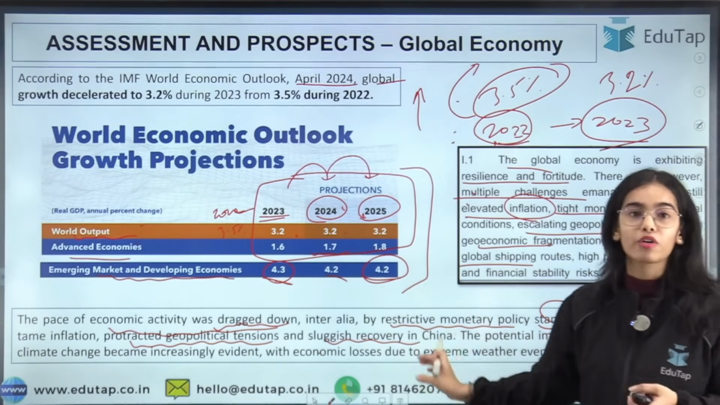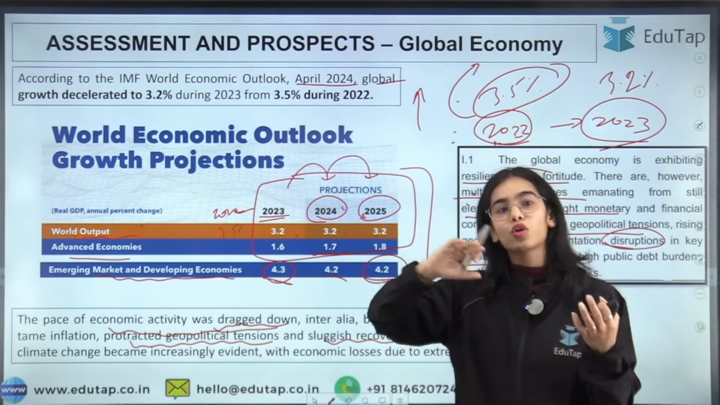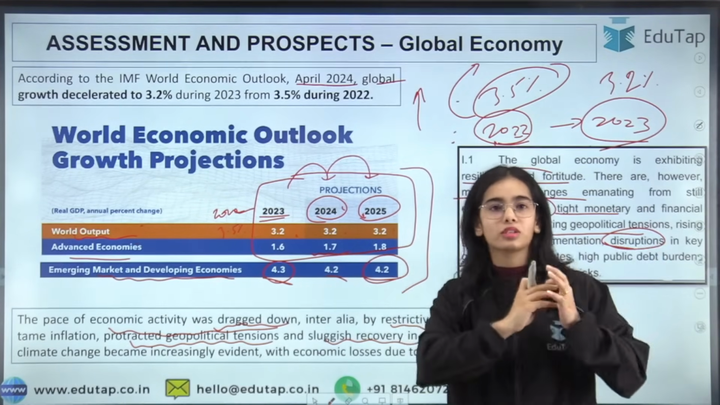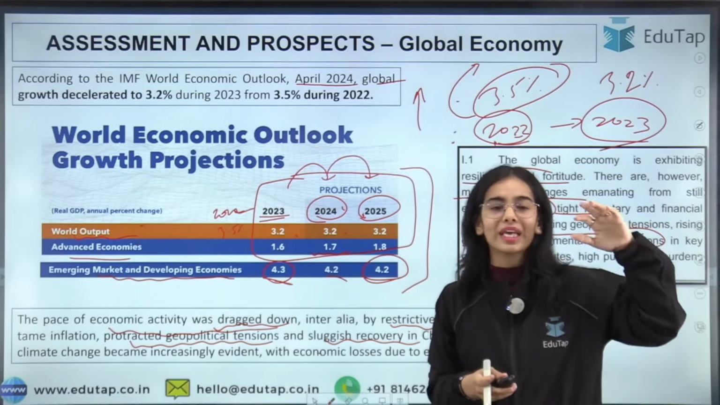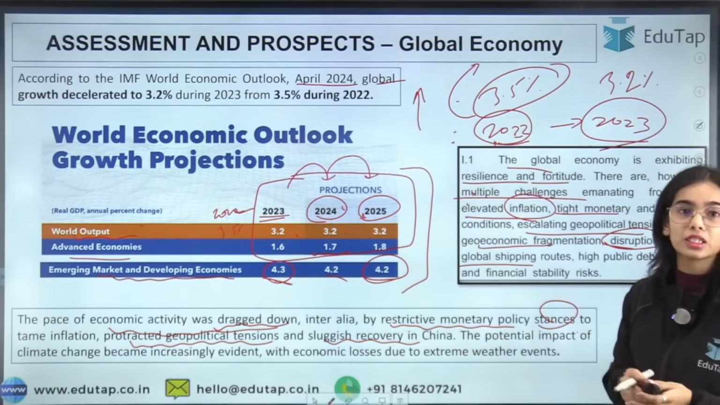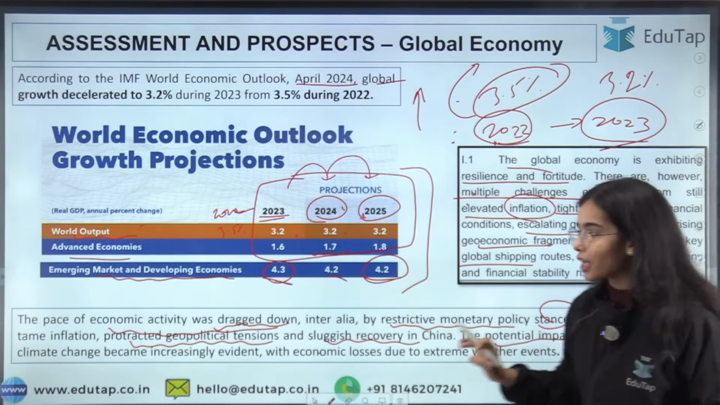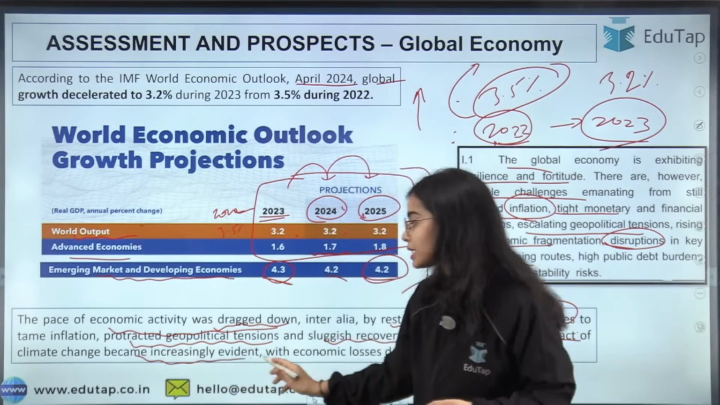China is one of the very important economies when it comes to growth, because if we look at the last decade, China was growing at a very high pace. But in this decade, there is a slowdown of growth in China, and the recovery of China is also slowing down. The potential impact of climate change became increasingly evident.